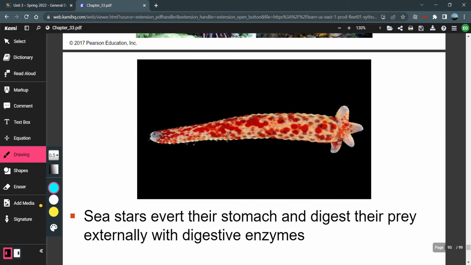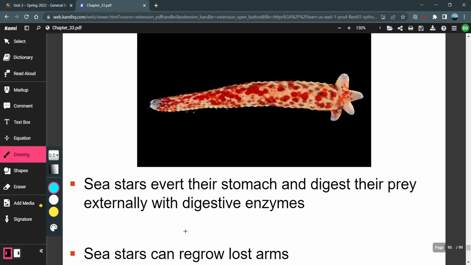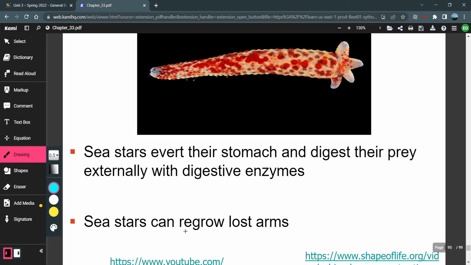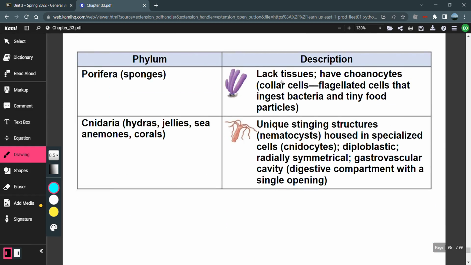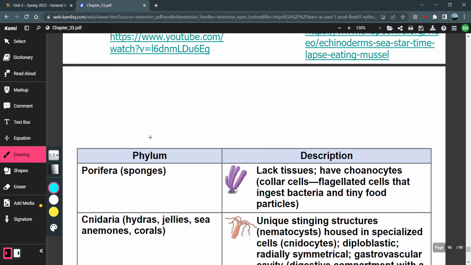So here is another sea star. Sea stars invert their stomach and digest their prey externally with digestive enzymes, which allows them to eat large prey. So the body plan of sea stars allows them to eat larger prey, and sea stars can regrow lost arms. So that is a quick description.